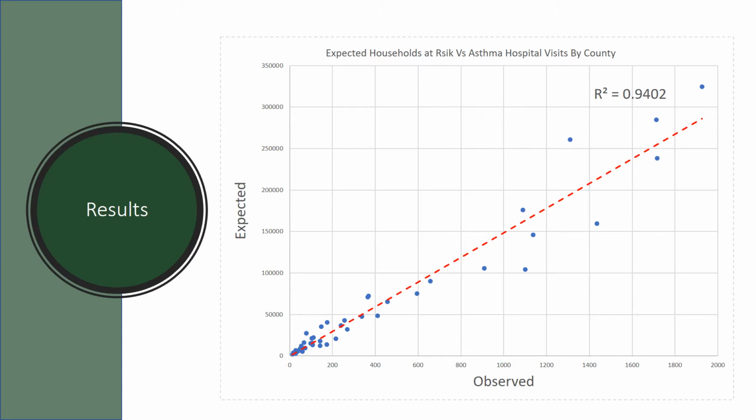The scatter plot displays the expected numbers of households at risk according to the RRI measured against observed hospitalization data at the county level. What we can see is a strong positive correlation between observed and expected values as indicated by the high R value of 0.94.